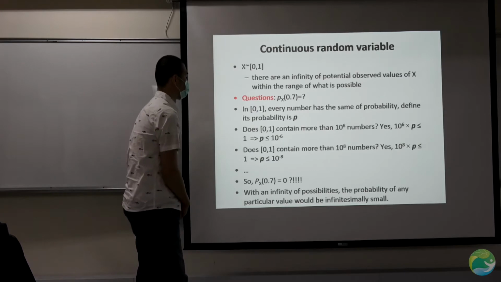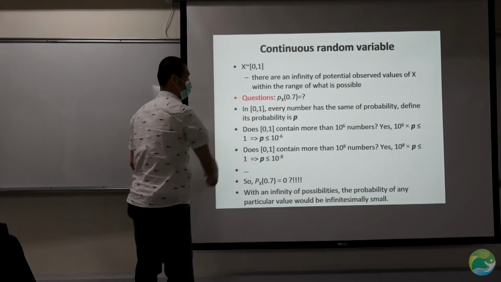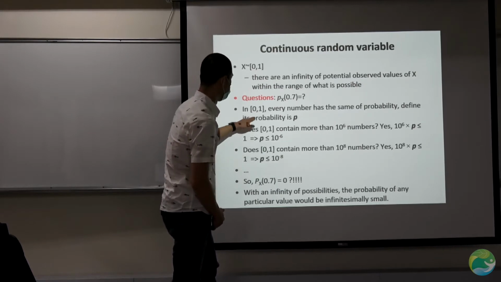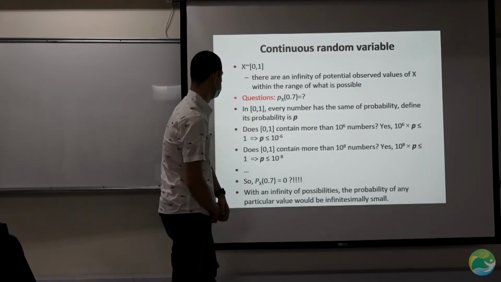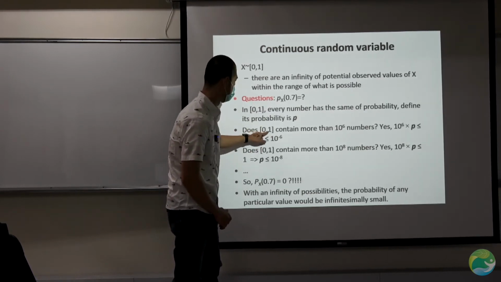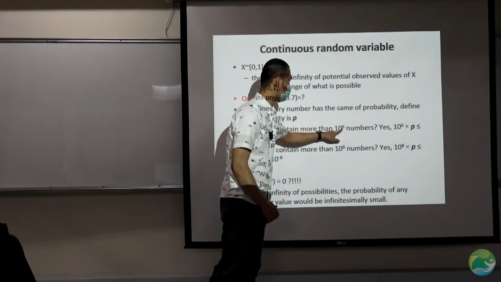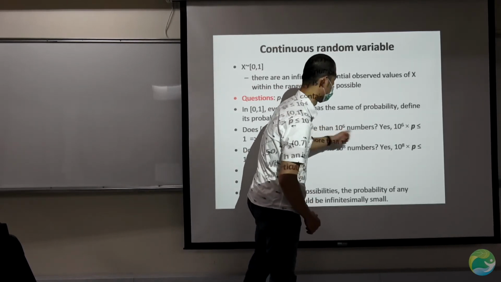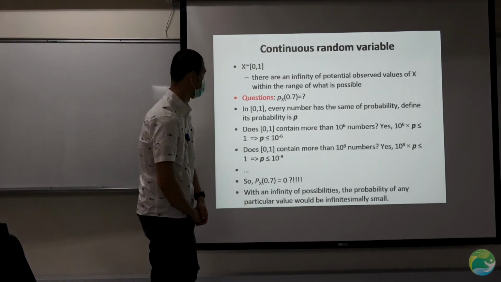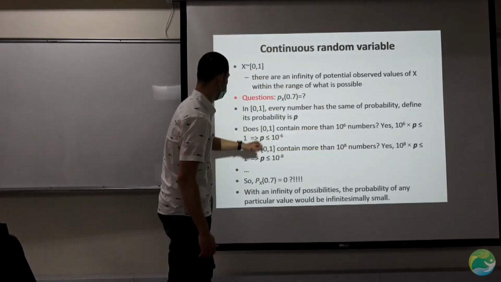Because this is a continuous random variable, right? In this range from 0 to 1, every number has the same probability. So we define its probability, we call it P. I want to ask you a question. Does this range from 0 to 1 contain more than this number, this total number of values inside? The answer is yes, okay? It contains more than this total number of values within this range.